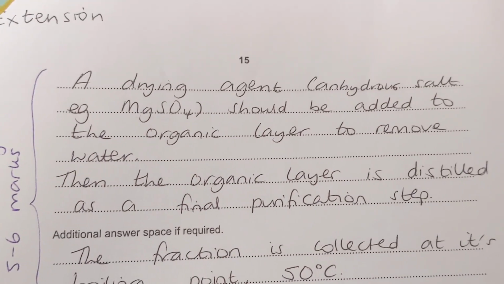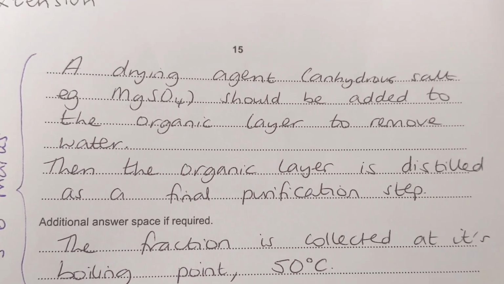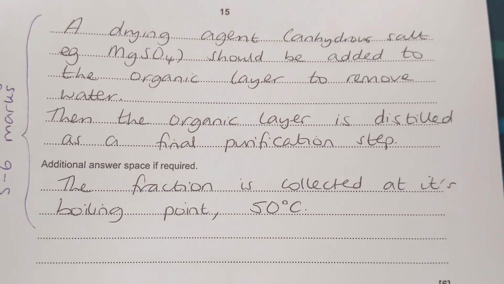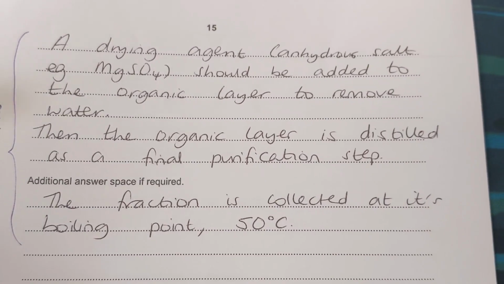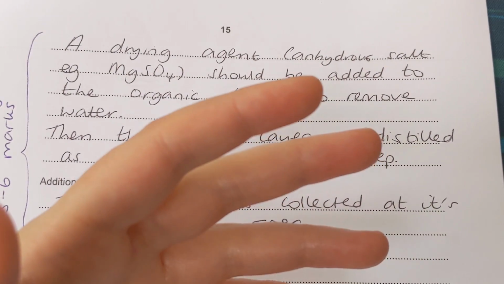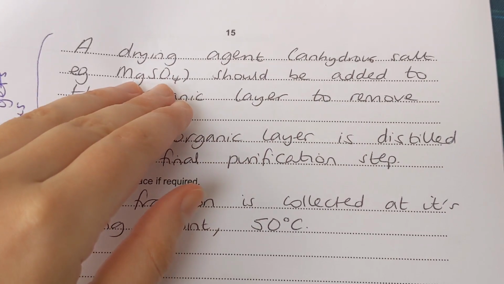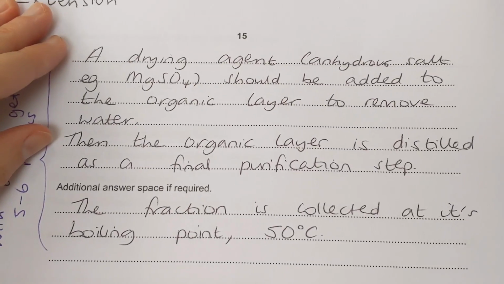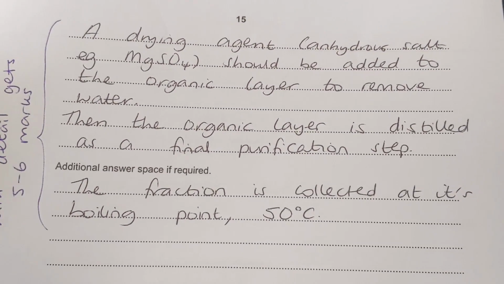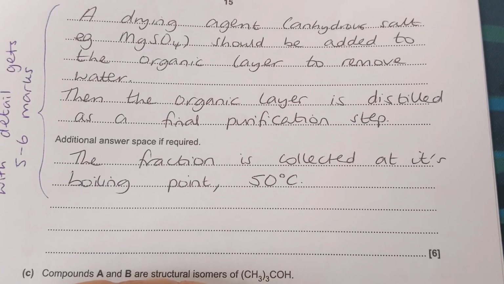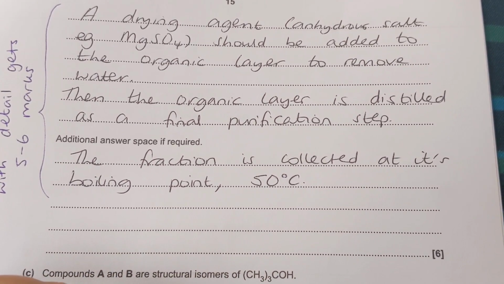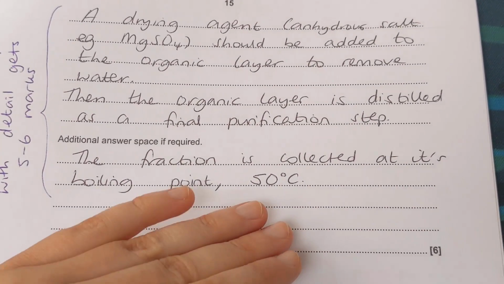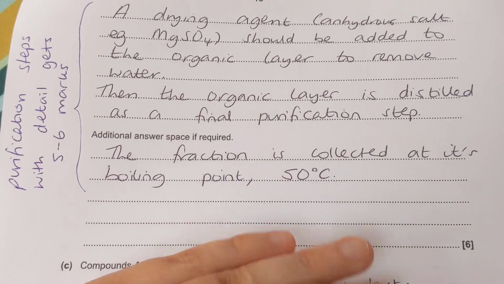After we've done that and we've run our organic layer into a clean conical flask, we need to add a drying agent, and we need to give an example if we want good marks. So something like anhydrous calcium chloride or magnesium sulfate, some kind of anhydrous salt. And this drying agent removes any water that's left over. And then we've got one last purification step, and that is distillation, and our fraction, our product, will come out at its boiling point, which is 50 degrees.